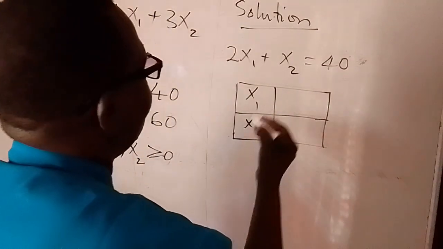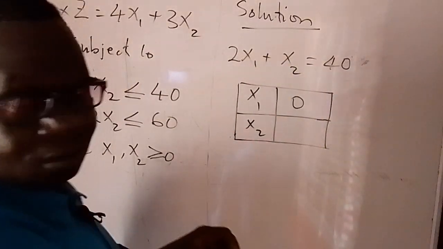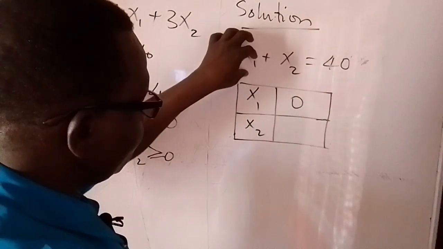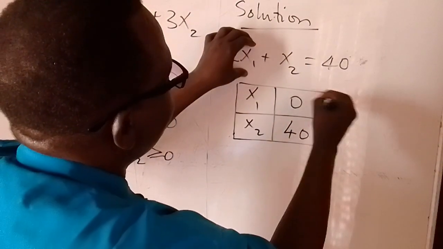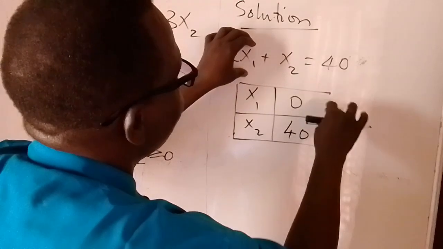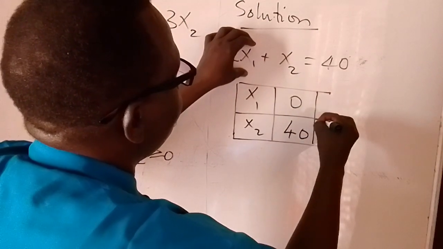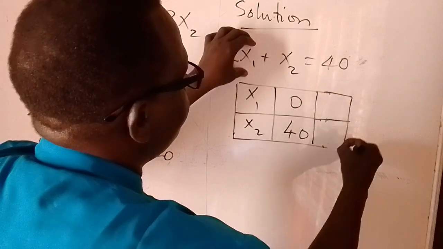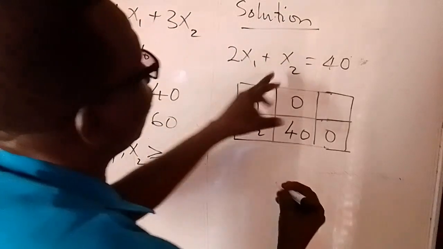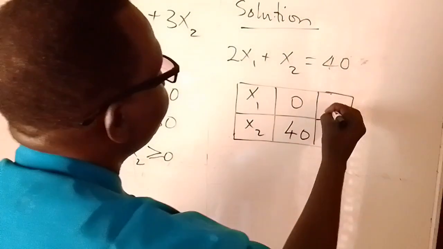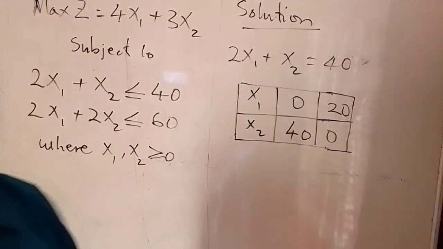If x1 is equal to 0, what would be x2 in this case? If x1 is equal to 0, x2 will become 40, right? And if x2 is equal to 0, what is x1? x1 will become 20. That is for equation 1.